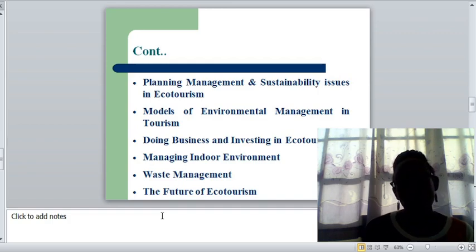Then the last one, we are going to look at the future of ecotourism. We need to imagine ourselves in the next 5 years. How is ecotourism? So those are the key areas that we are going to look at during our course.